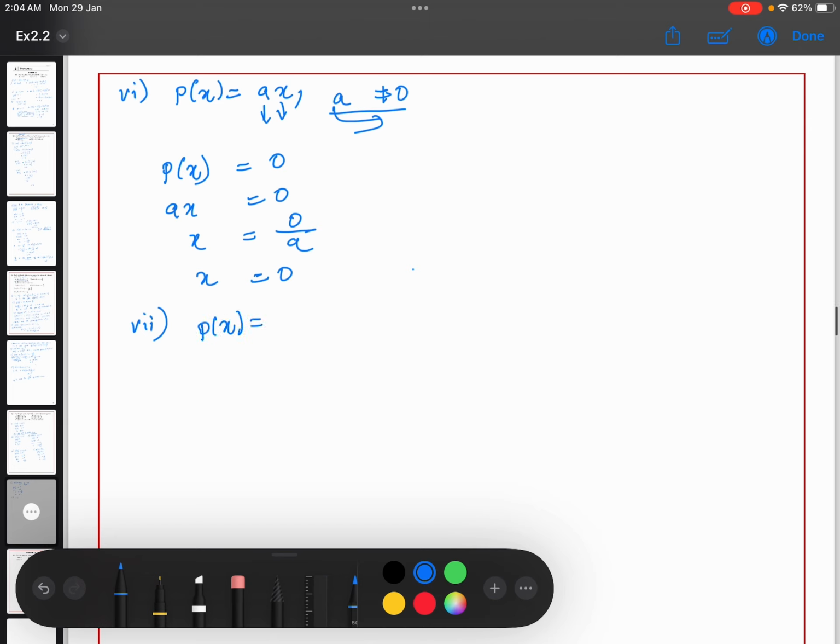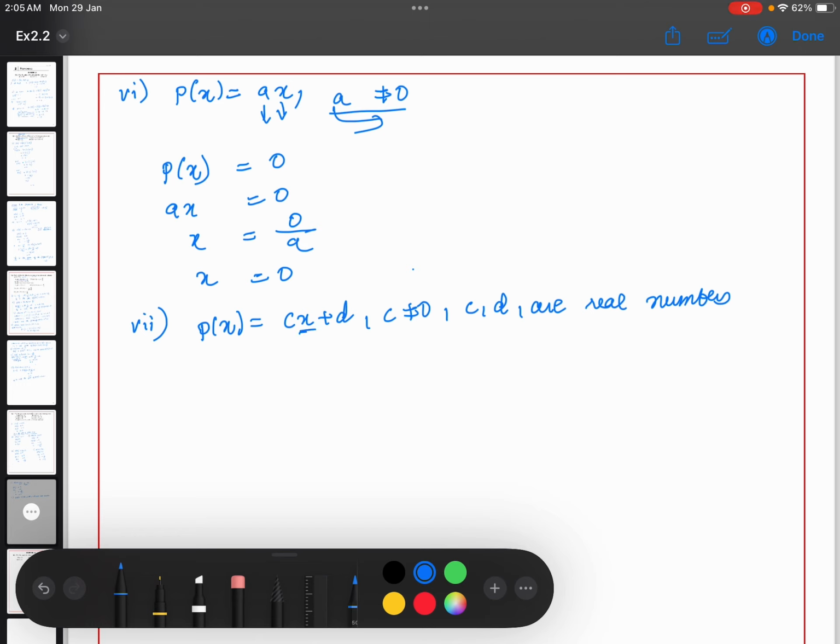So 6, 7. Just do not get scared with alphabets here. A lot of my students do so well, but whenever they come across alphabets, they start getting scared. It's just in your head.